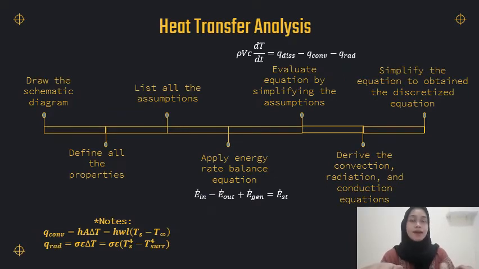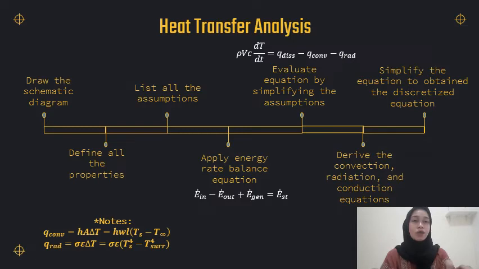And here is the heat transfer analysis to analyze the development of the cooling system to keep the temperature low. First is draw the schematic diagram, and then after that we can define all the properties such as the thermal conductivity, the surface temperature, surrounding temperature or ambient temperatures. And then after that we can list all the assumptions that will be explained in the next slides. After that, apply the energy rate balance equation, which is E in minus E out plus energy generation equals to energy storage.